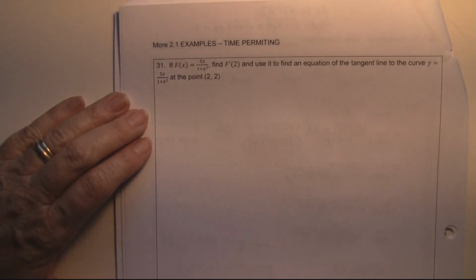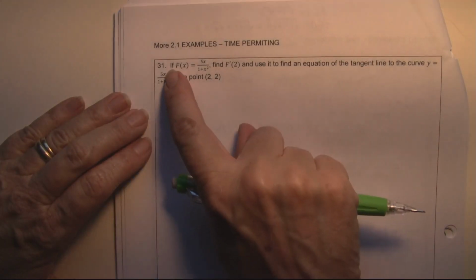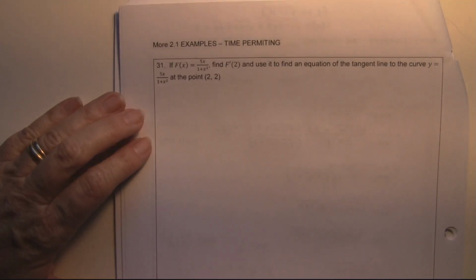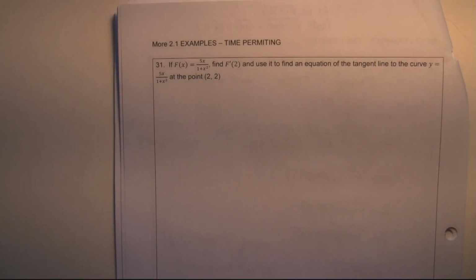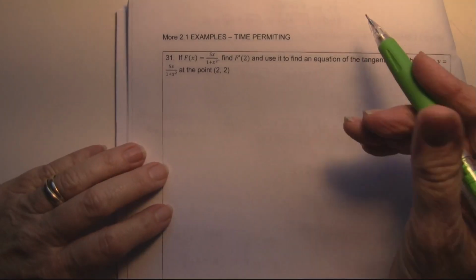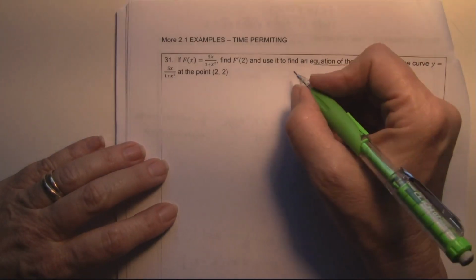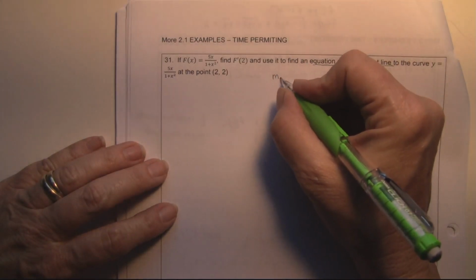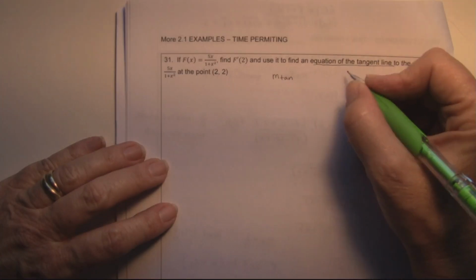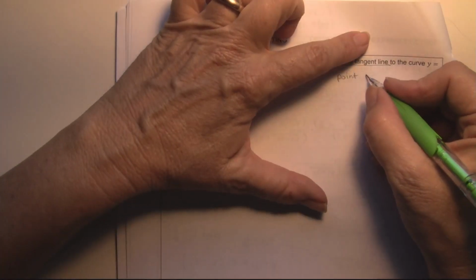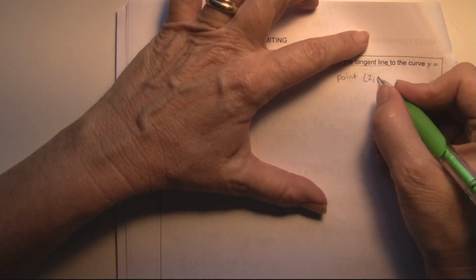At the point 2, 2. If I was to put in here x is 2, I would find that y is 2. So what I need to know in order to find the equation of the tangent line, because that's what it's asking again, is I need to know two things. I need to know the slope of the tangent line, and I need to know a point. And this point is 2, 2.